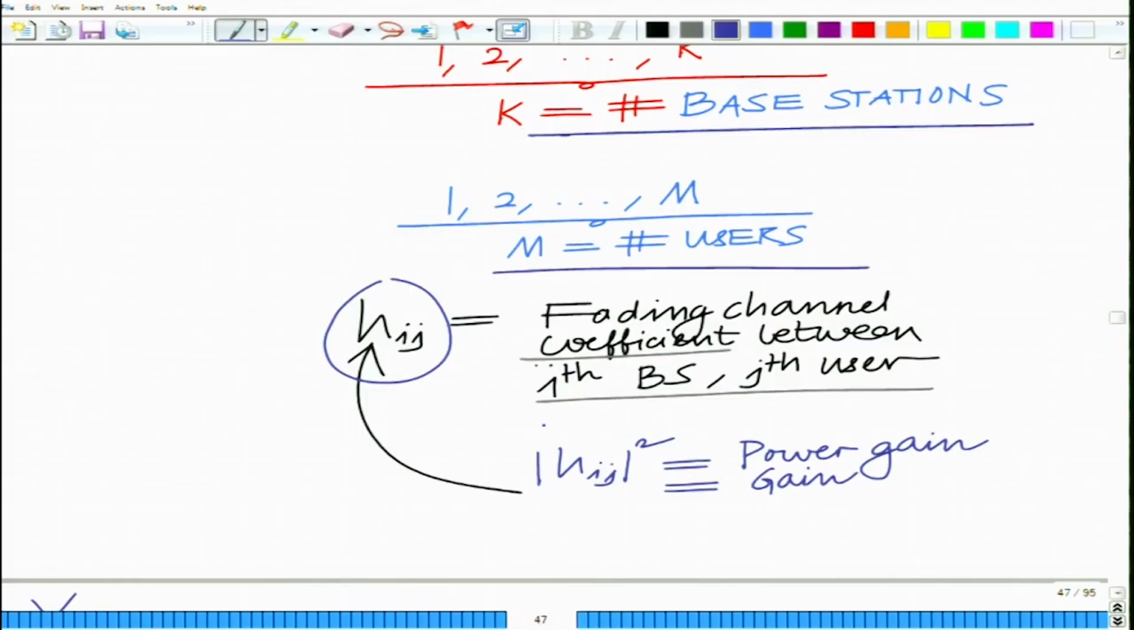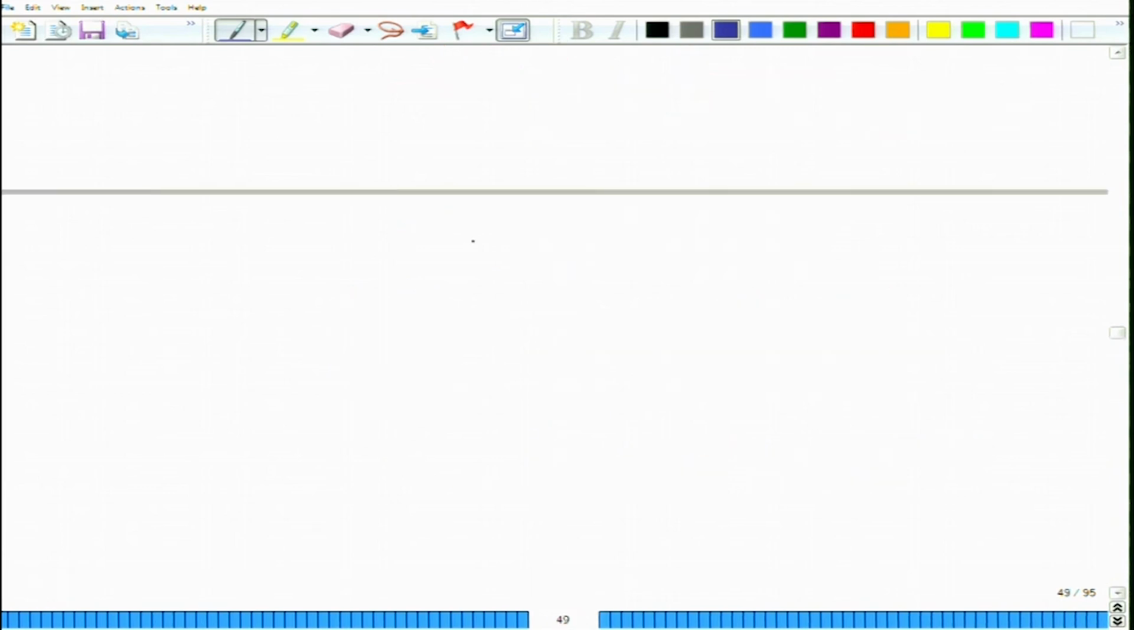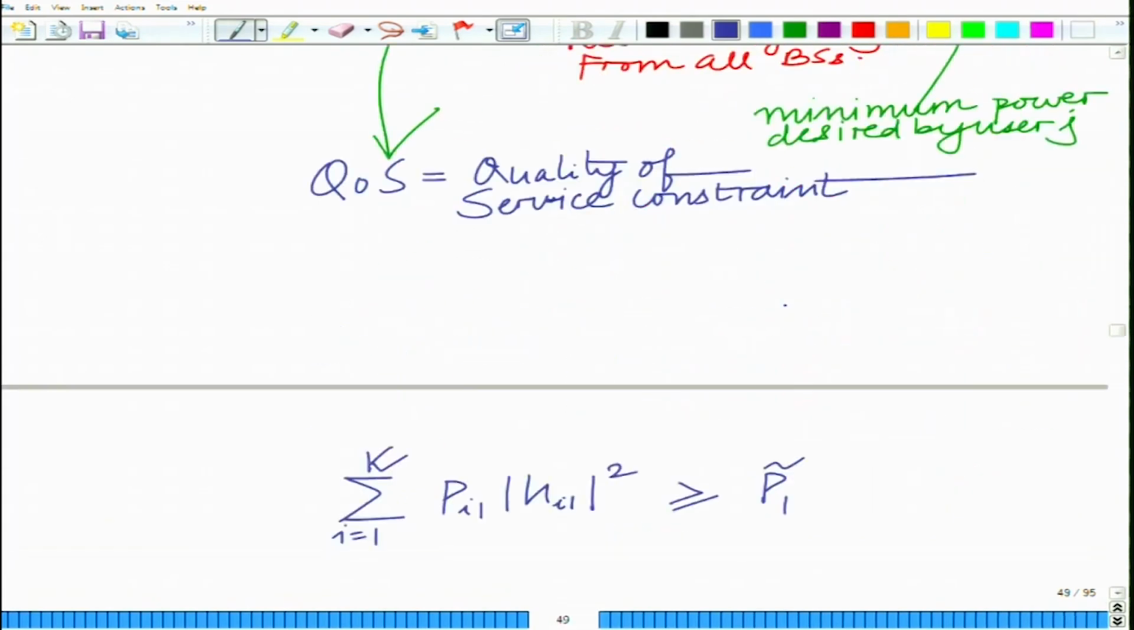So we will have one quality of service constraint for each user. Remember, we have m users, therefore we will have m quality of service constraints. What are those constraints? Well, for user 1, the summation over i equal to 1 to k of Pi1 magnitude hi1 square has to be greater than or equal to P1 tilde.